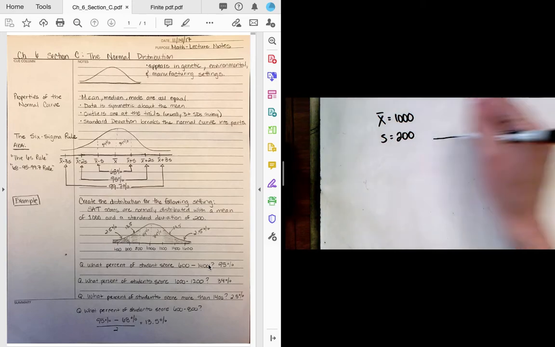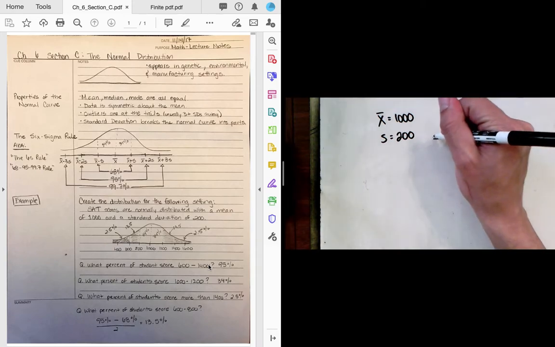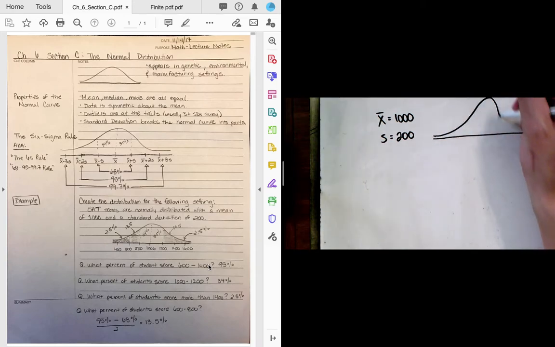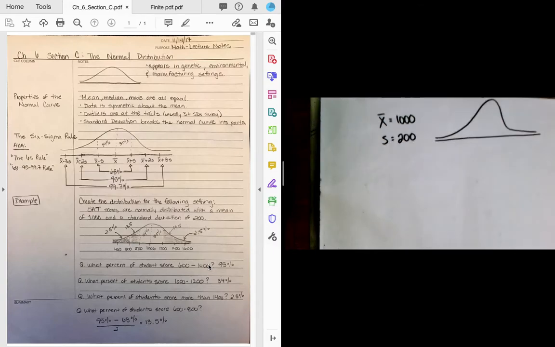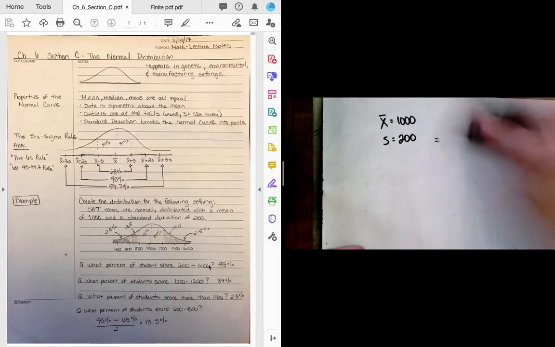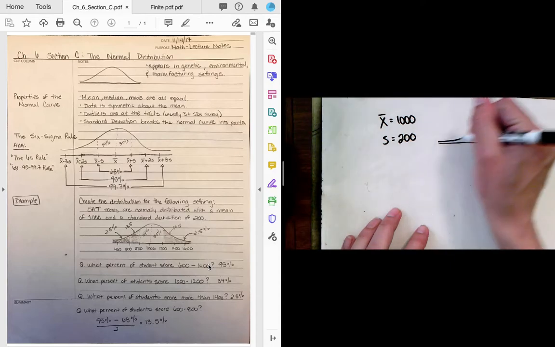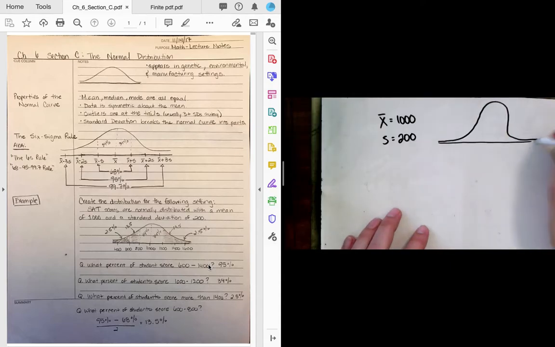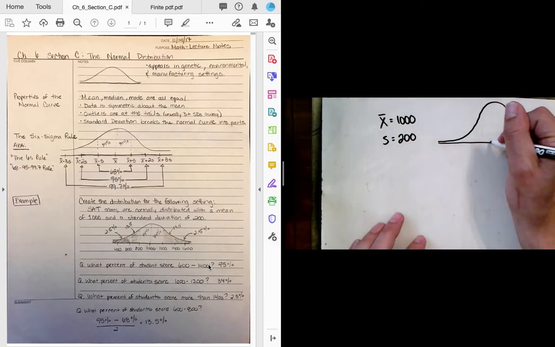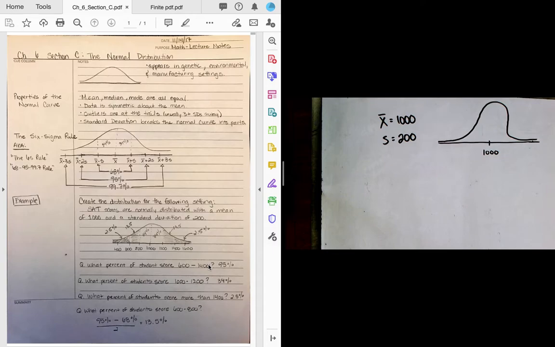So we're going to go over here, we're going to draw ourselves a little distribution. Mine isn't great, so just bear with me. I can do better than that. There. It said that the mean was 1,000. So on average, a student scores 1,000 on the SAT, and the standard deviation is 200.